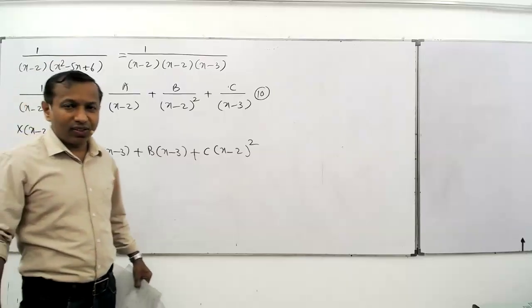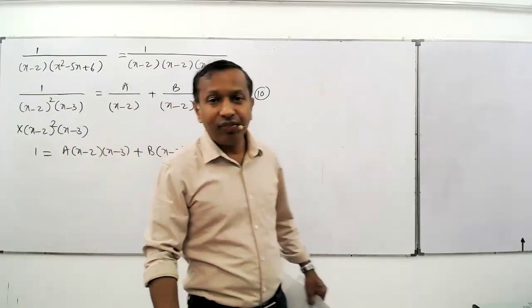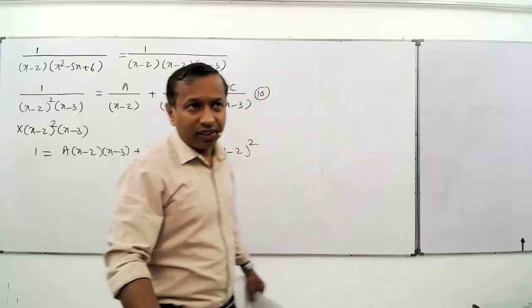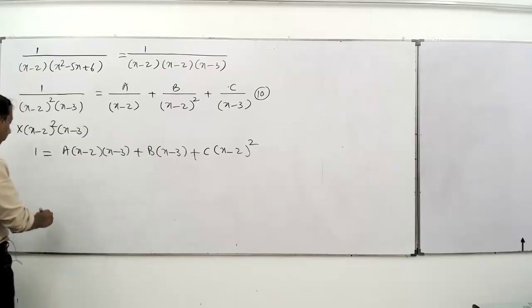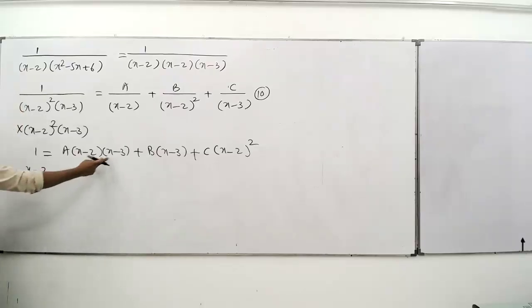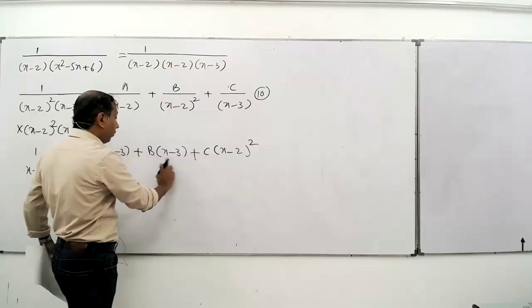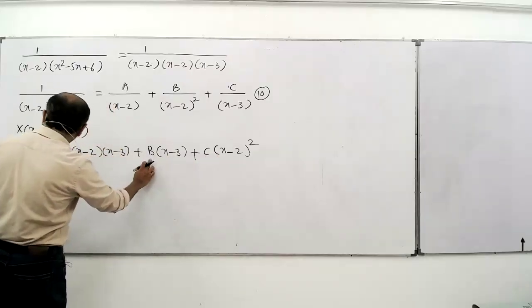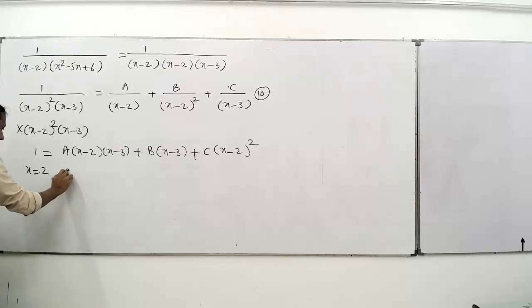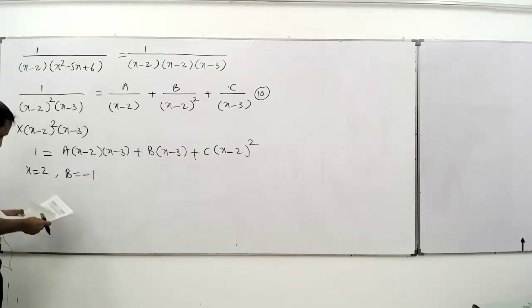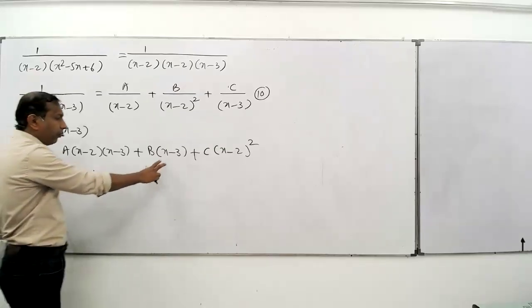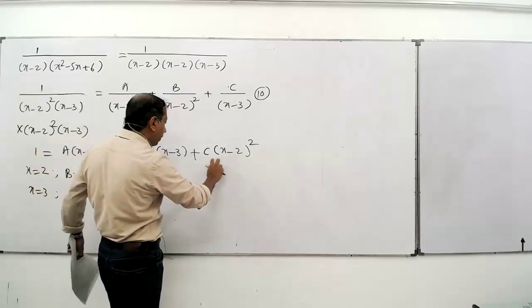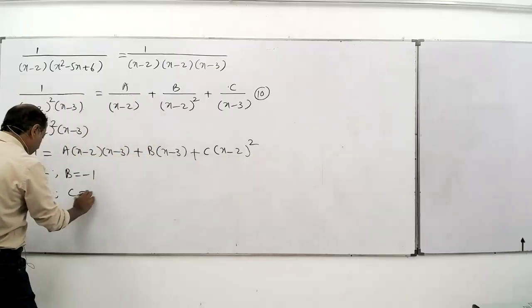Now you can put values for x on left and right and find the values of A, B, C. For x equals 2, this will be 0 and this will be 0. Here minus B equals 1, so B equals minus 1. And put x equals 3. This becomes 0, and 3 minus 2 is 1, so we get C equals 1.